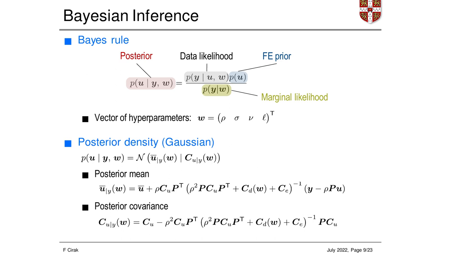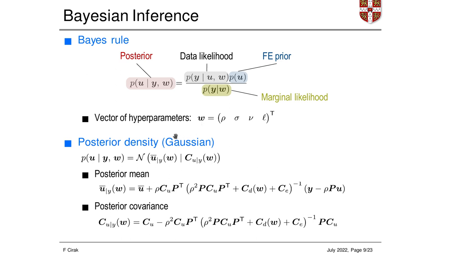To make finite element predictions conditioned on the data, we can use the Bayes rule to obtain the posterior density. Again, the likelihood of the data and the finite element prior are assumed to be Gaussian. In addition, they are conditioned on a vector of hyperparameters called W.